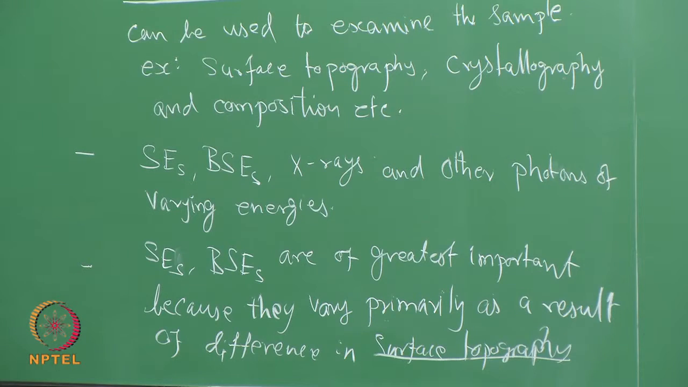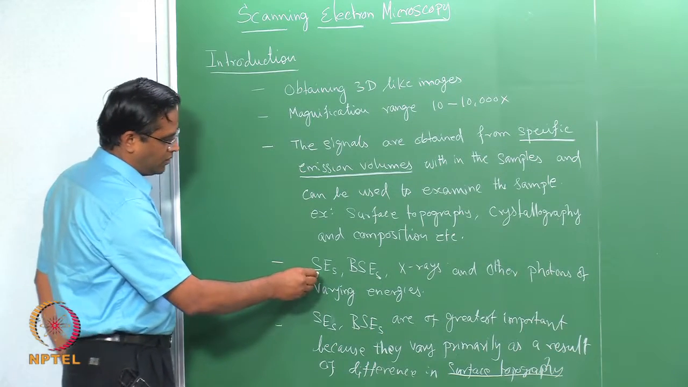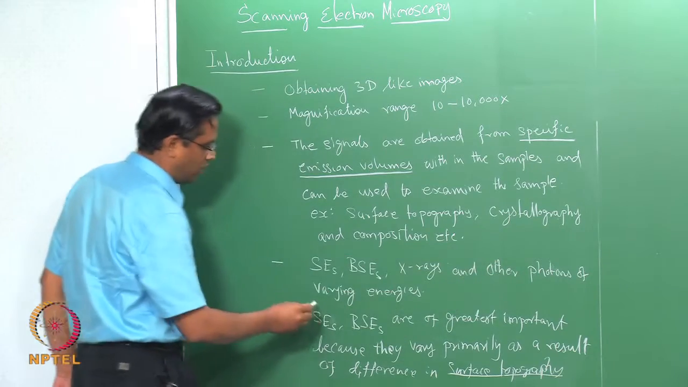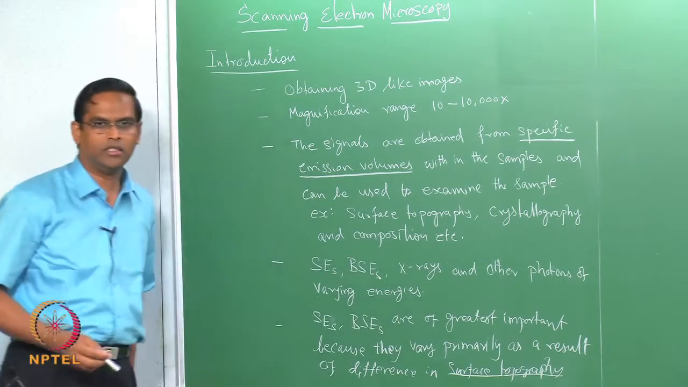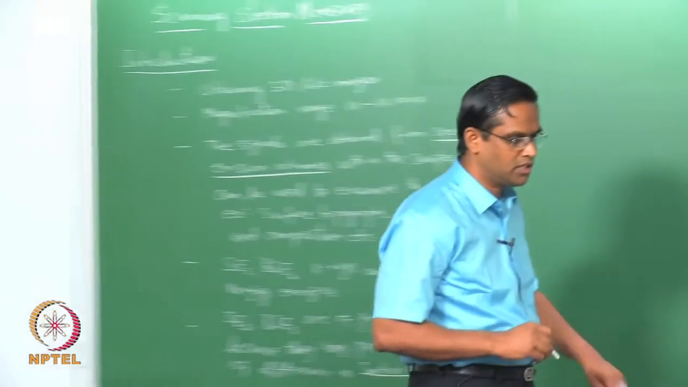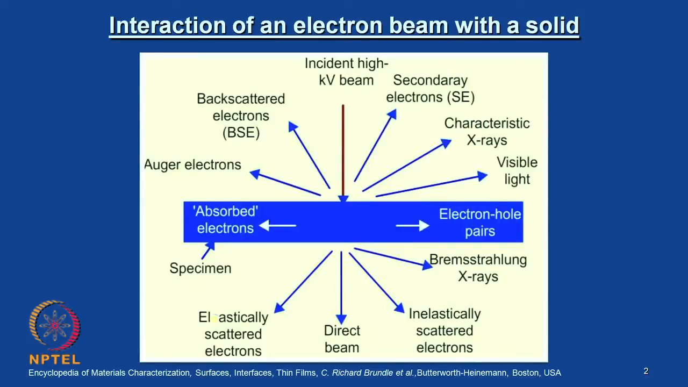So, what are the typical signals we are going to get from the SEM? Secondary electrons, backscattered electrons, X-rays and other photons of varying energies. Just look at that slide again, what I have just shown here. This is secondary electrons, backscattered electrons, characteristic X-rays and other photons of varying energies. Each radiation will have very specific energies which we will talk about.